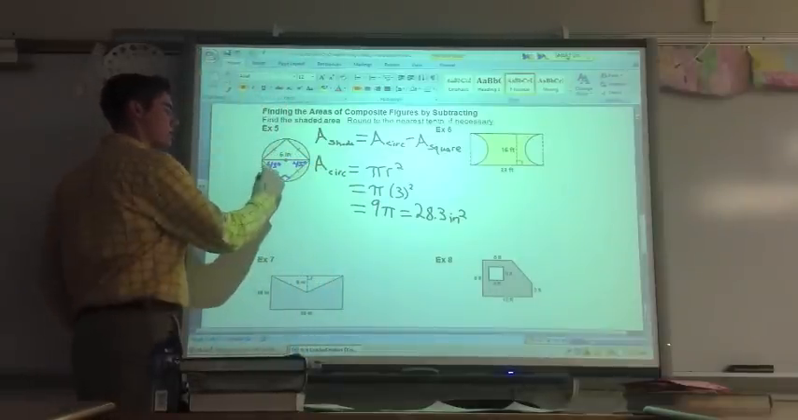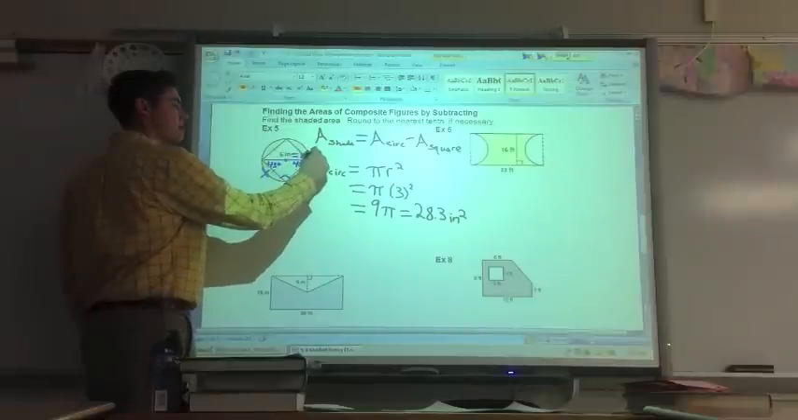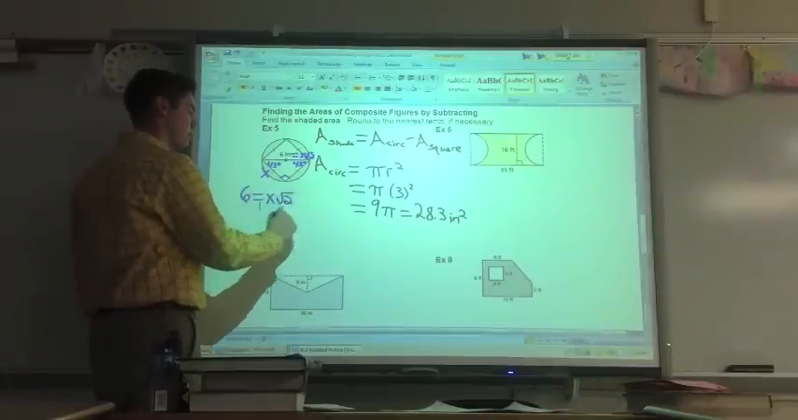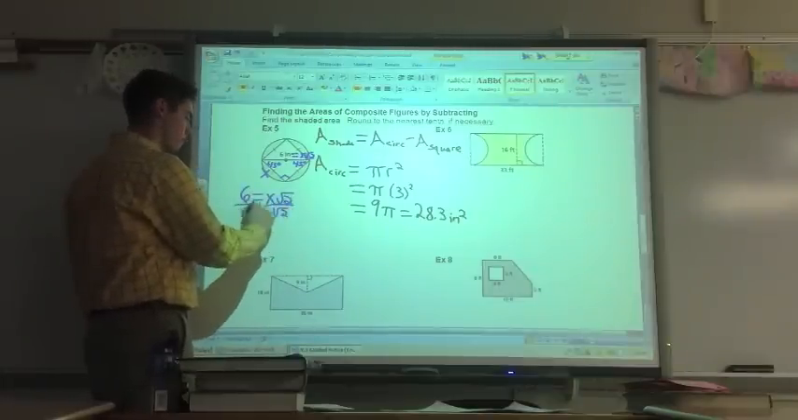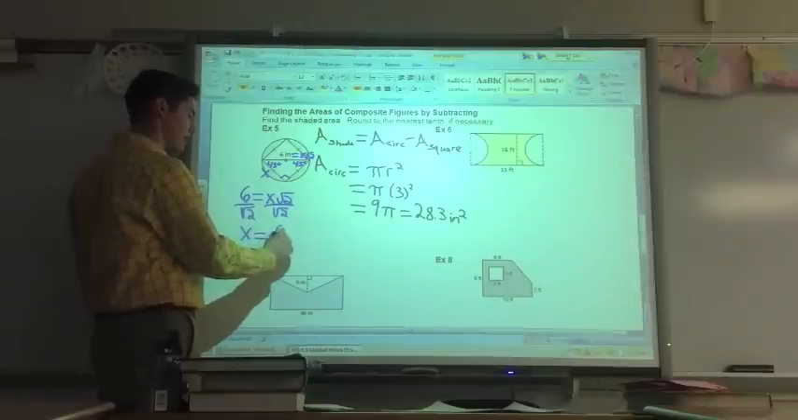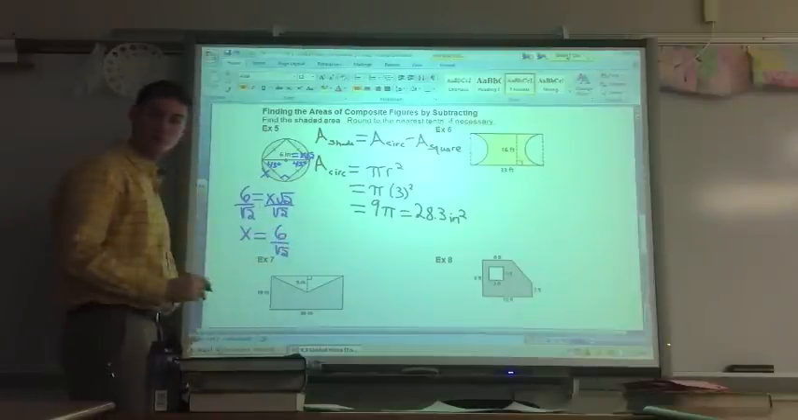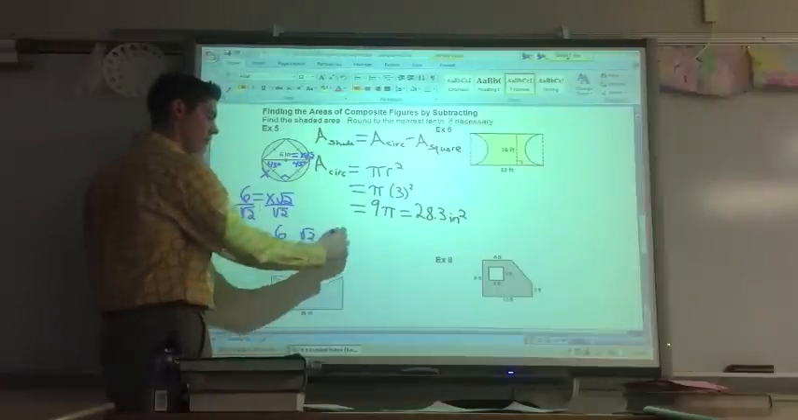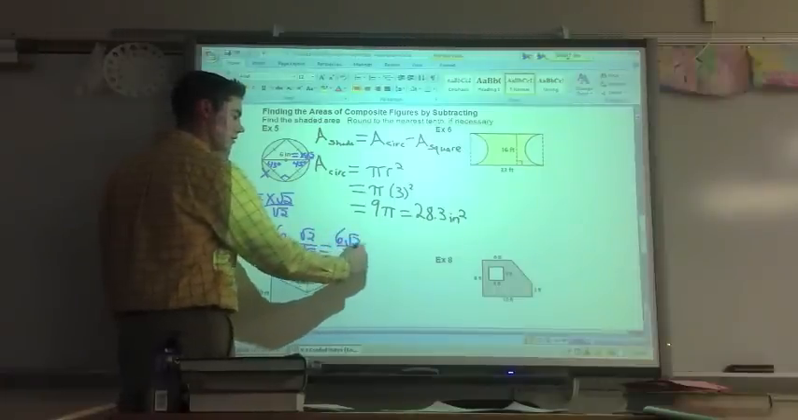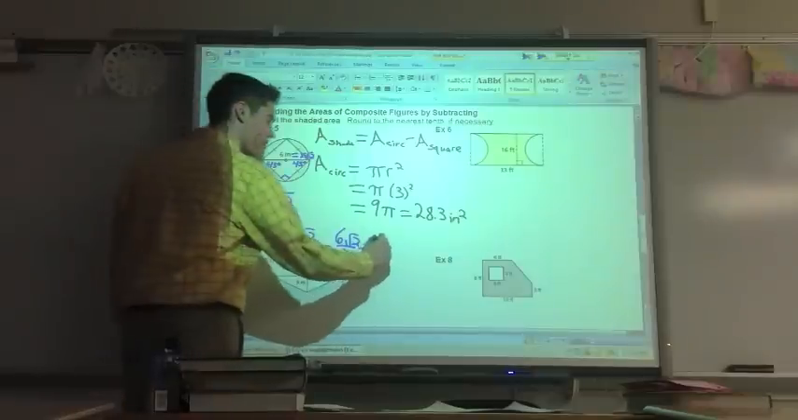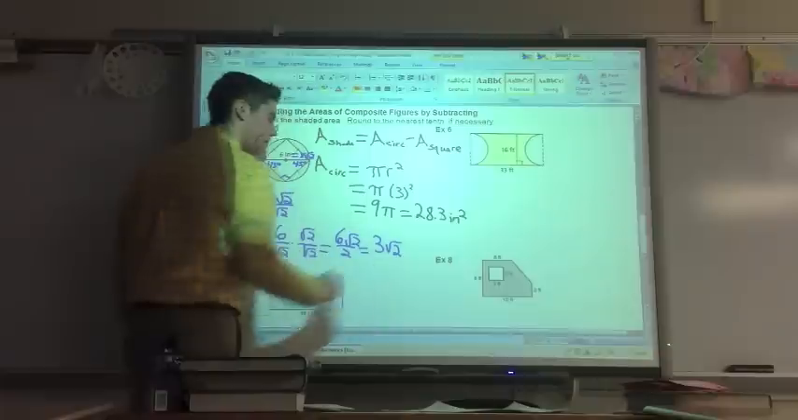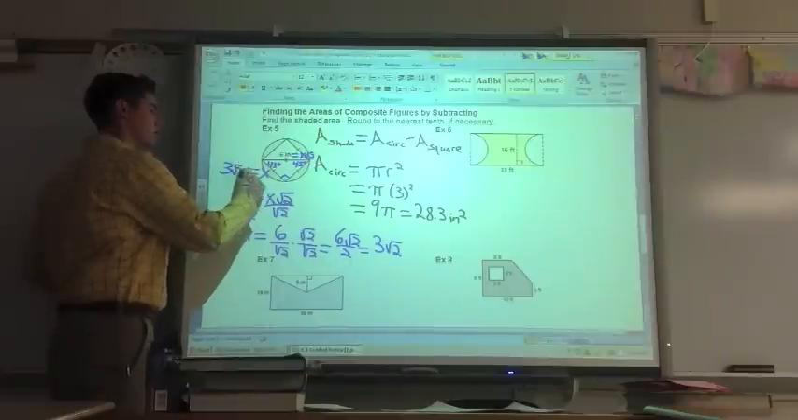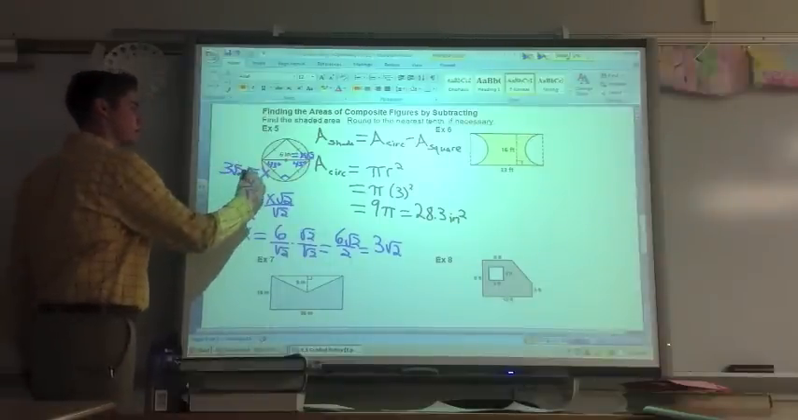And so in this case, if we know that this is x, and we know this is x radical 2, we set 6 equal to x root 2. And we find out that that side length is equal to 6 over radical 2, which remember we have to rationalize to become 6 root 2 over 2, which eventually reduces to 3 root 2. So that represents the side, 3 root 2 inches.